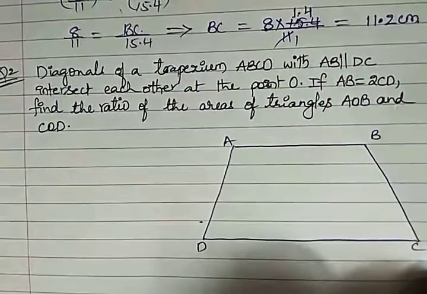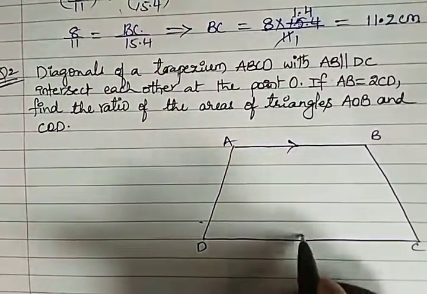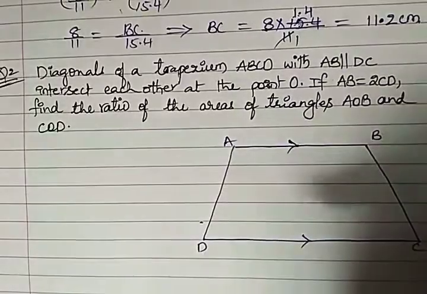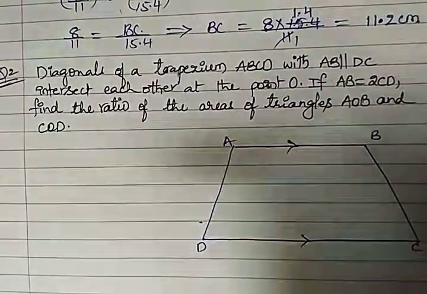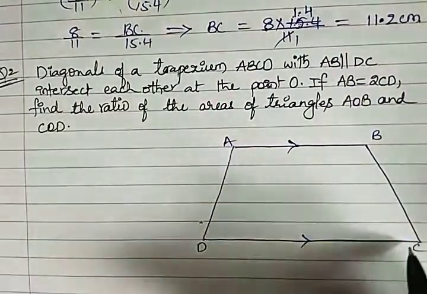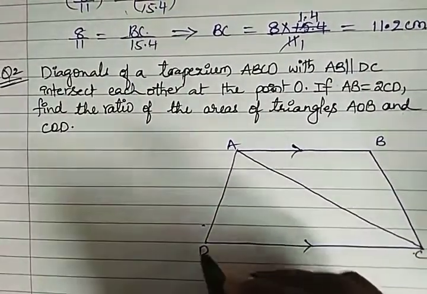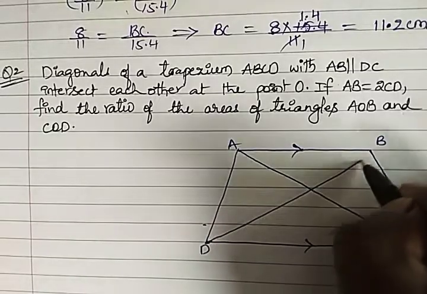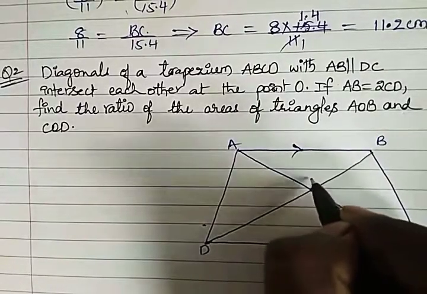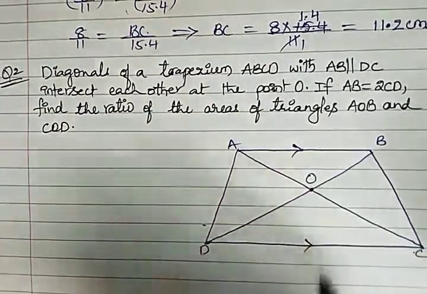ABCD is a trapezium, with AB parallel to DC. The diagonals AC and DB intersect each other at O, the intersecting point O.